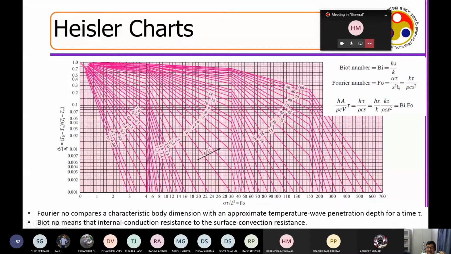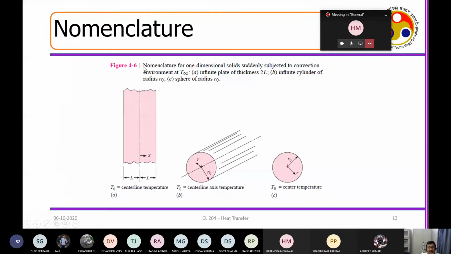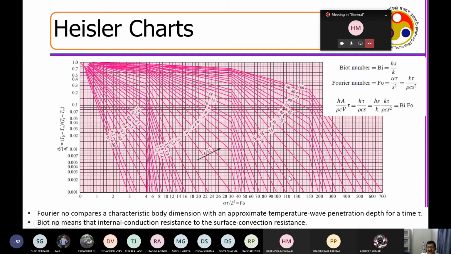diffusivity and this is the typical length scale. So the Fourier number compares a characteristic body dimension. Okay, what is a characteristic body dimension? For a semi-infinite slab, this should be L. For a semi-infinite cylinder, this should be R. For a sphere, this should be R. So there is a characteristic body dimension compared with an approximate temperature wave penetration depth.